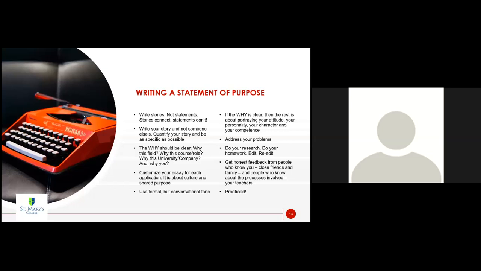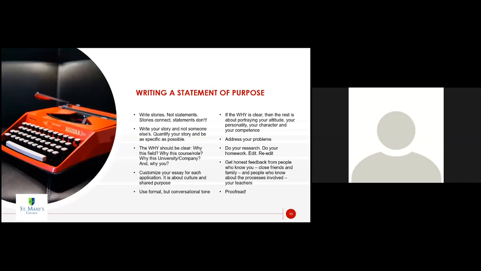Use a formal but conversational tone. And when I say formal, do not use WhatsApp lingo or millennial lingo for writing a statement of purpose. At the same time, do not make it read like a Shakespearean essay. That's not what it should be. It should be conversational, because it should come from your heart, and that's the point. If the why is clear, then the rest is about portraying your attitude, your personality, your character, and your competence. Your competence is nothing but your potential.